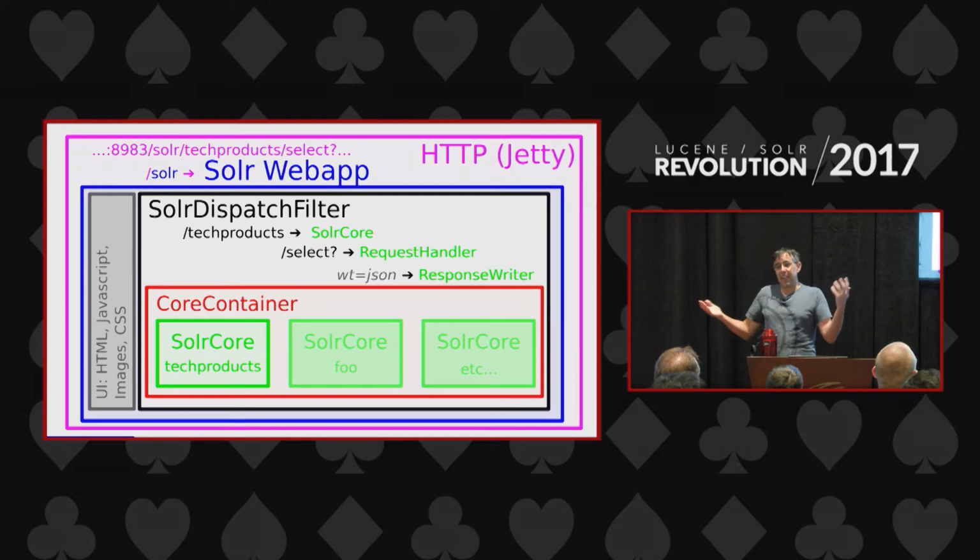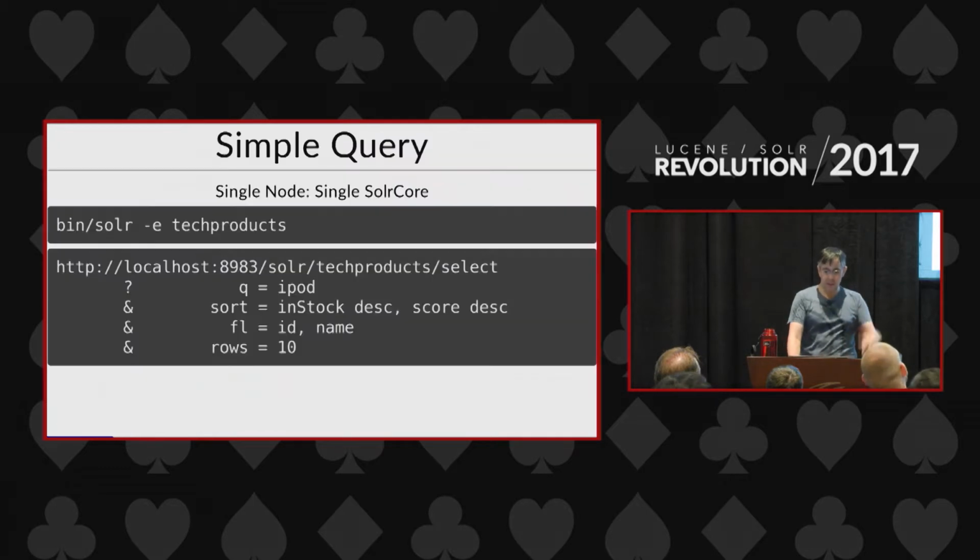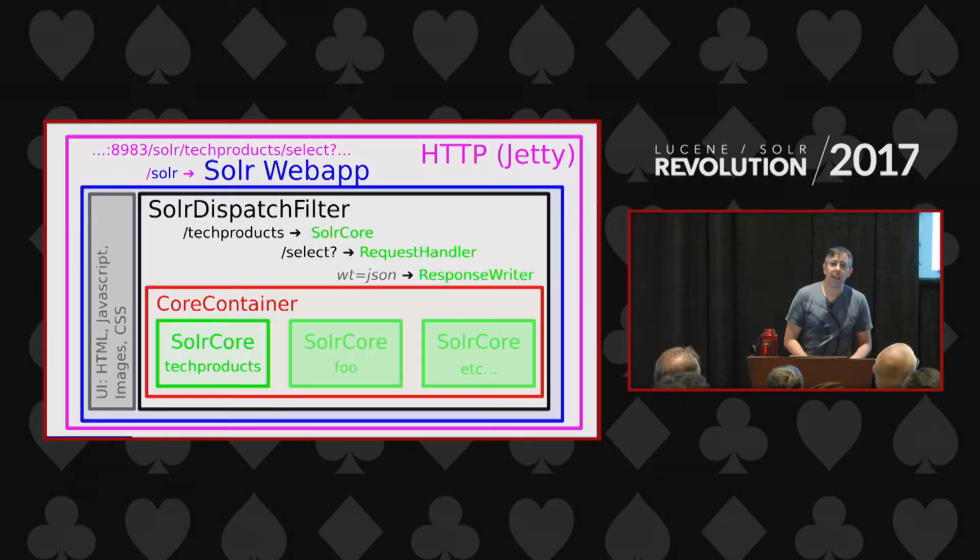Well, actually, I lied. First, let's talk about what happens when you start up Solr. When you start up Solr from the very beginning and you run bin/solr -e techproducts, whatever, what that does is it actually spins up Jetty, and Jetty spins up internally a Solr web app, and that Solr web app says on startup, I need a dispatch filter, and that dispatch filter says I need a core container, and the core container says, oh my God, how many cores are on disk? And it spins up those, and so on and so on. It's turtles all the way down.